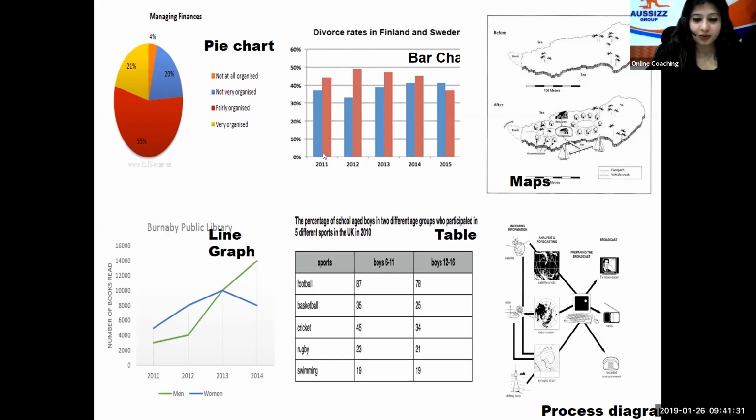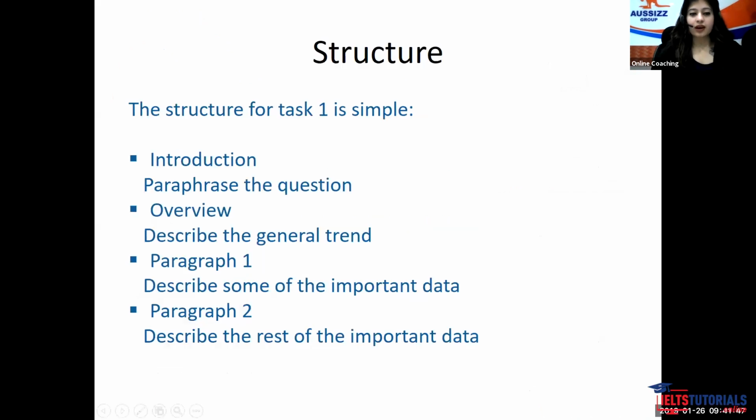Okay, moving on. Take a note of this. Please keep a pen and paper in hand while you study this. I want you to take a note of this. How do you actually write Task 1? What is the basic format of Task 1? I have given you the format of Task 1.